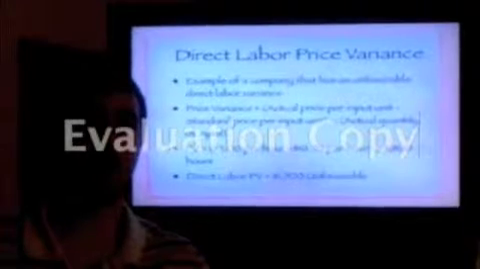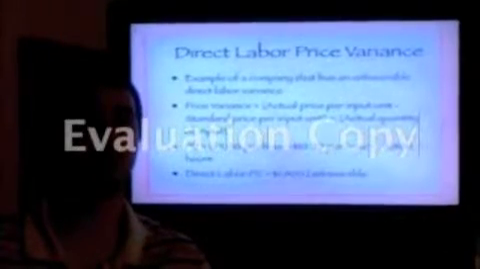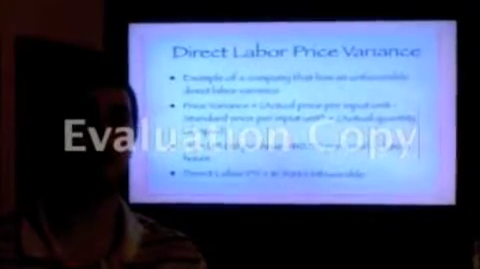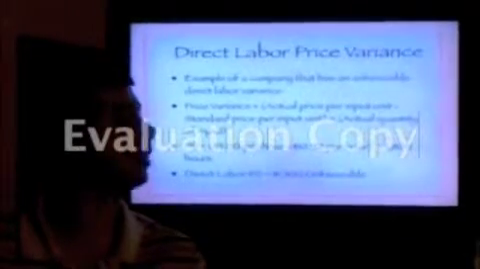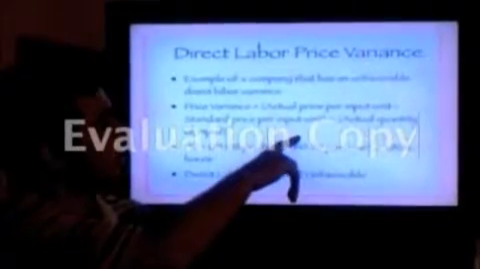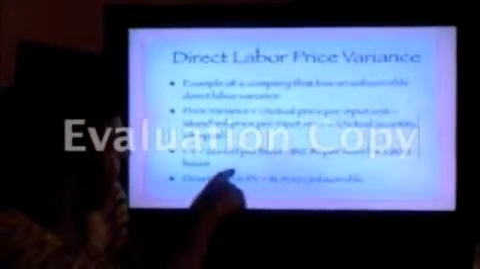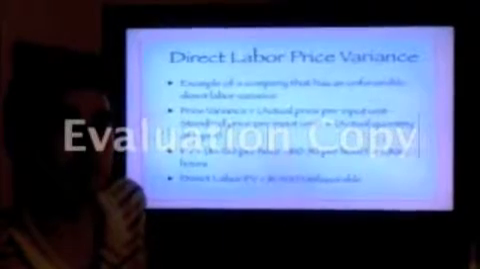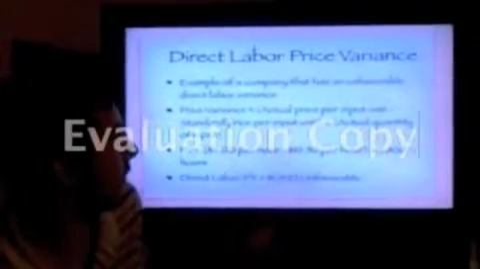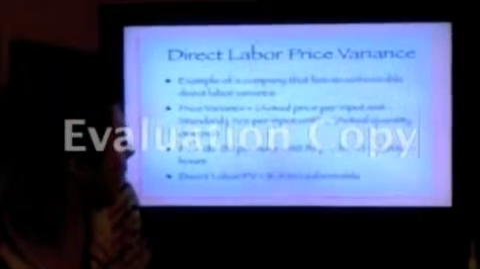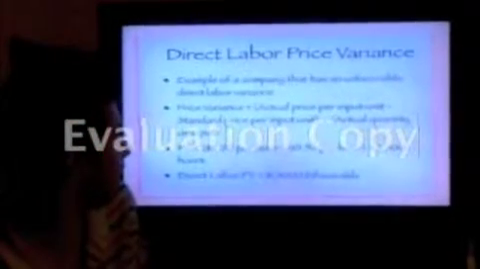In addition to the direct materials price variance, we can also find the direct labor price variance. This is computed using the same formula. We take the actual price per unit minus the standard price per unit times the actual quantity of input. For example, if they had $11 per hour minus $10.50 per hour times 3,800 hours, that gives them an unfavorable direct labor price variance of $1,900.